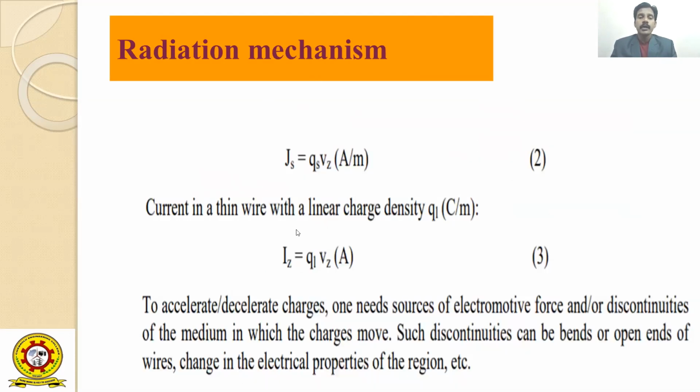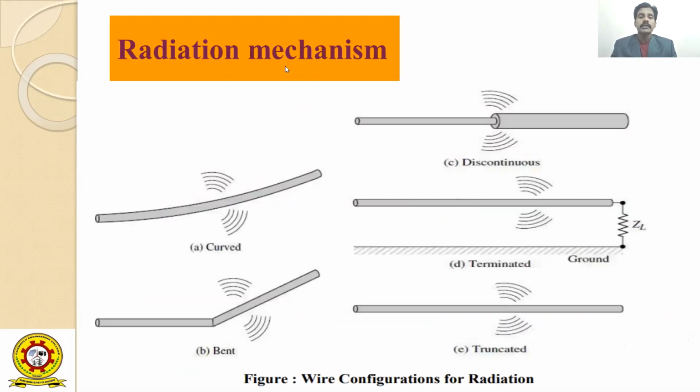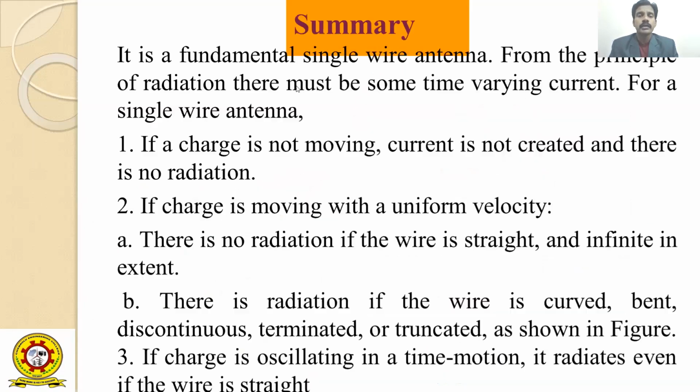In the previous slide, we became familiar with the amount of current. Now this slide explains how radiation is available in various structures. I am taking a simple wire. That simple wire can be in a curved structure, a discontinuous structure, a terminated structure, a bent structure, or a truncated structure. These are the various wire configurations with which you can make radiation. This is the curved structure, this is a bent structure, this is a discontinuous structure, this is a terminated structure, and this is the truncated structure.